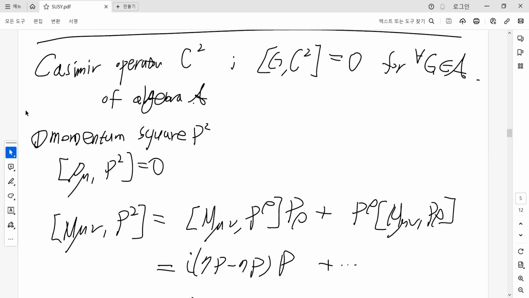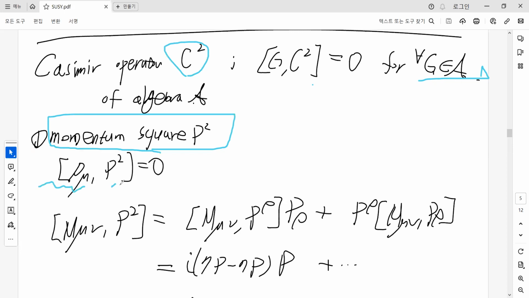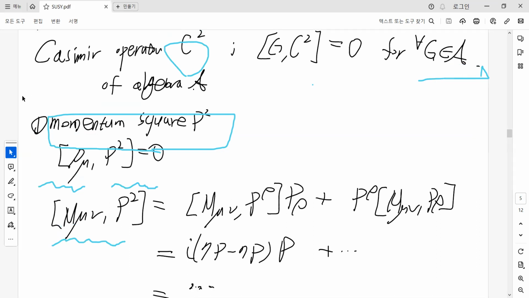The Casimir operators are defined as the scalars that commute with any elements of the algebra, that is, with any generators. The first Casimir operator of the Poincaré algebra is the momentum scalar, P squared. The momentum generators P^μ commute with P squared trivially. And if we calculate the commutator of M^{μν} and P squared, it also gives zero. So P squared is a Casimir operator.